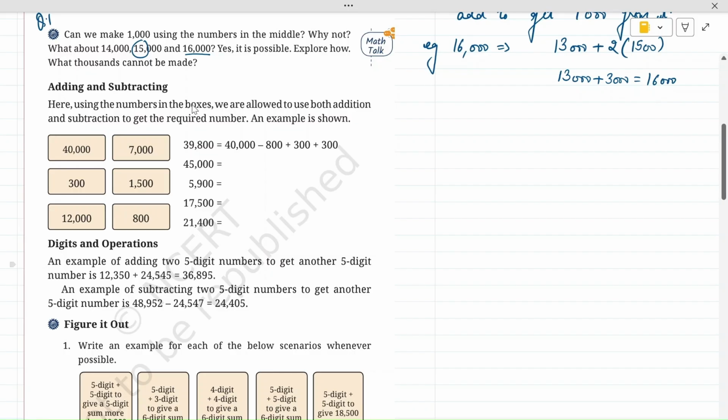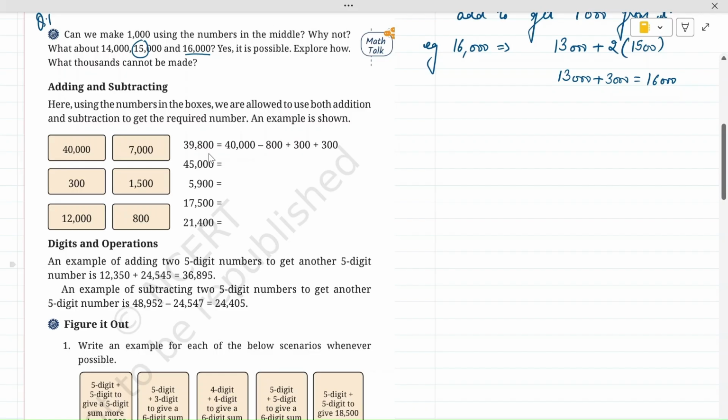Here, using the numbers in the boxes, so these are the middle numbers, basically the numbers which are given to us here. We are allowed to use both addition and subtraction to get the required number. So this is the list of the numbers which we have to derive using these numbers. Okay, so the first example has been done for us, and here what we have is 39,800.